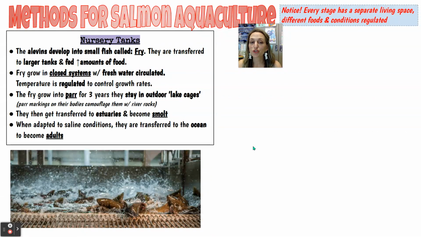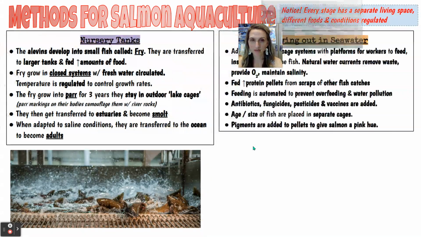The silver smolt goes to sea, but first it's going to spend some time in an estuary. When adapted to saline conditions, they can go to the ocean, and that's where they are going to metamorphose into their adult stage.